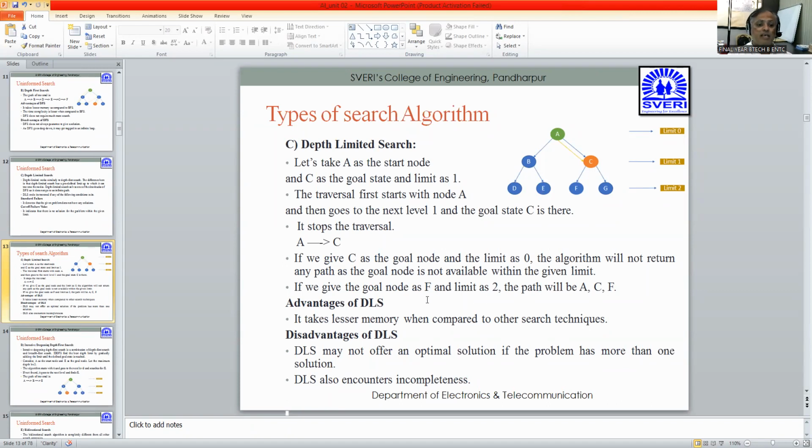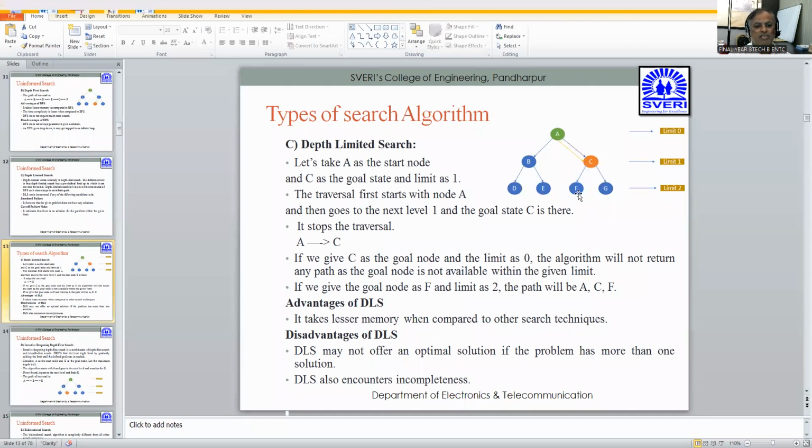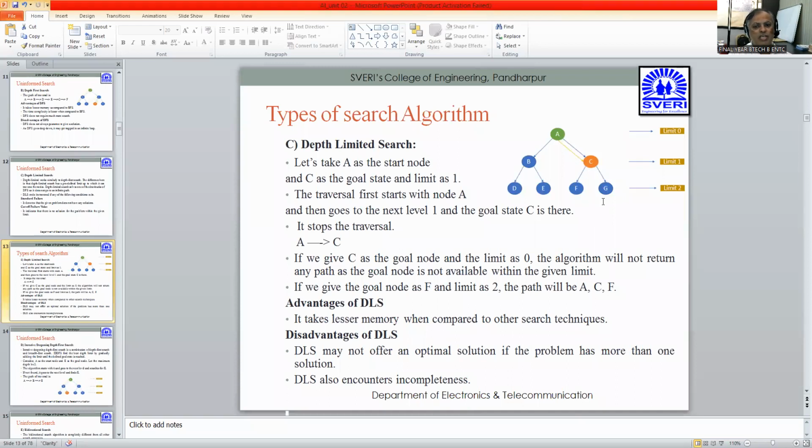अब और एक केस लेते हैं कि if the goal node is F, suppose this is F and the limit is 2, so the limit is 2 and it will be F. So how it will go, again it will go to A to C, so देखेगा कि B और C में दोनों में भी नहीं है, बाद में देखेगा D, E, F, G में कौन सा है, तो F है, तो जाएगा A से C और C से F. So this is how it will give according to the limits.